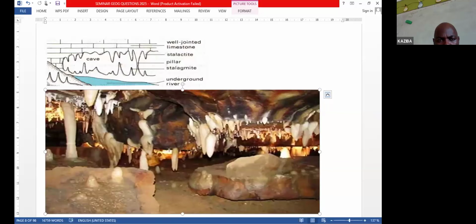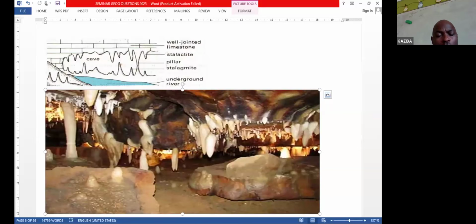Are you seeing those white things which are attached to the roof of the cave? That's what we call stalactites. Are you seeing the ones that are down? That's what we call stalagmites. Are you seeing one which is connecting the floor to the top? That's called a pillar.